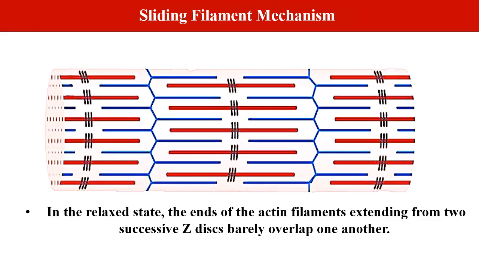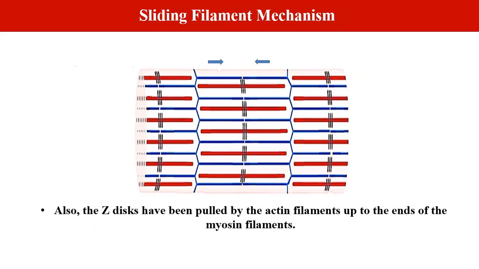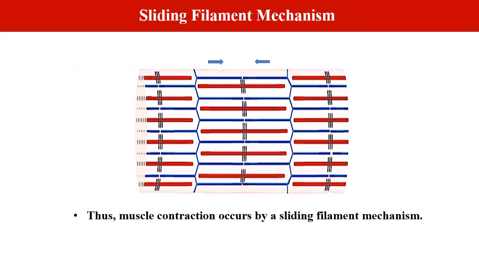In the relaxed state, the ends of the actin filaments extending from the two successive Z discs barely overlap one another. In the contracted state, ends of the actin filaments overlap one another to their maximum extent. Also, the Z discs have been pulled by actin filaments up to the ends of the myosin filaments. Thus, muscle contraction occurs by a sliding filament mechanism.